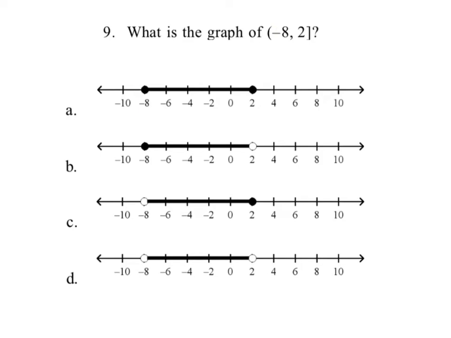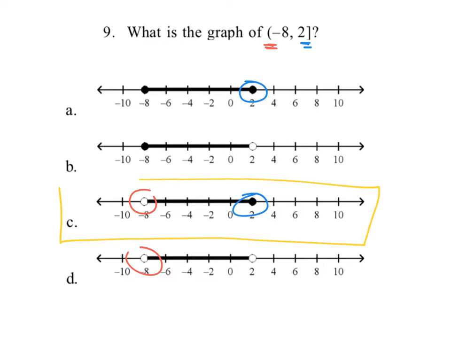But -8 is not included, so we need it to be open. Which ones are open? Right here and here. Okay? That's because this says it's got to be open, does not include -8. And this 2, it's got a bracket. Okay? Which ones then say 2 is included? This one has 2 included, filled in. This one has 2 included, filled in. The only one that's got both of the correct endpoints correctly filled is this third one, C. Okay, so C is the answer to this one.